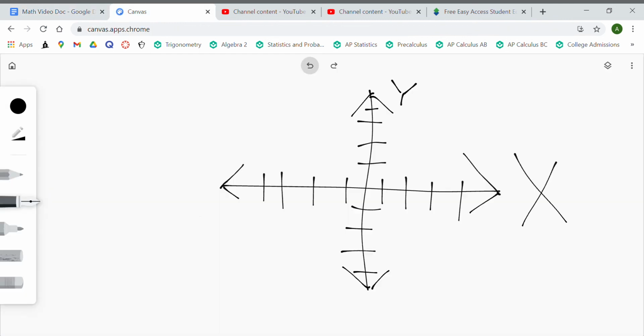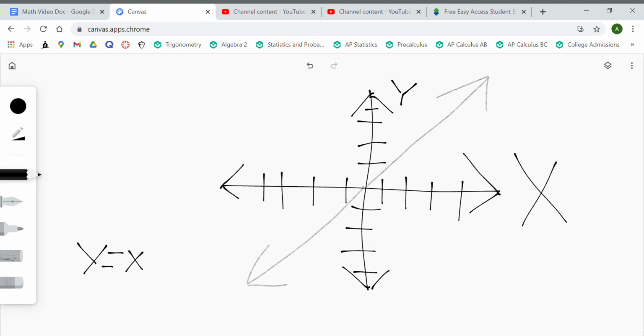Okay, so let's say we go back to this again. We're going to draw its parent, the base. Now let's consider what happens if we try to translate it up one unit. y equals x plus 1. Really, that's all.